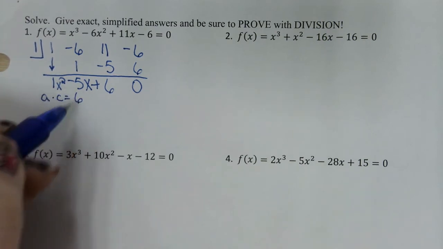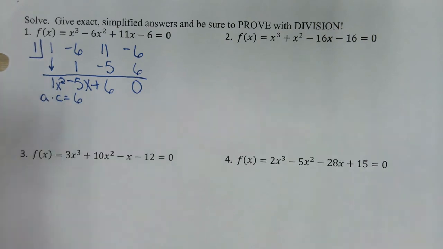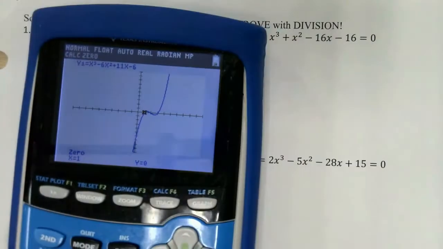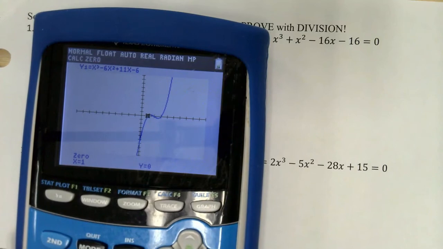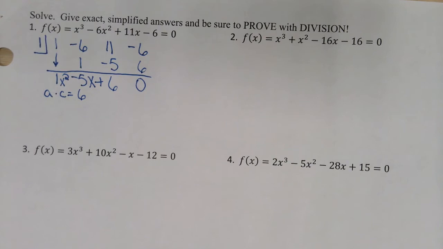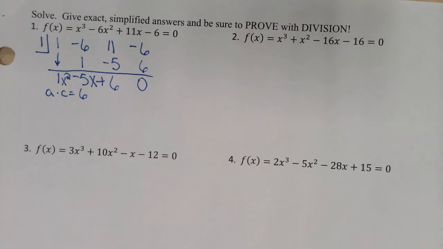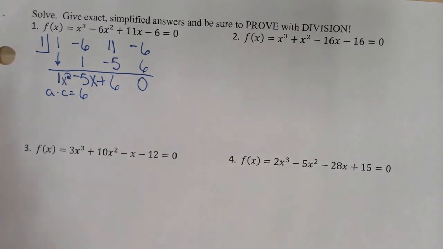equals 6. I also know that I can use factoring because remember when I looked at the graph, they all looked like integer solutions. They all looked like they'd be nice, pretty answers. That tells me that I can use factoring. If they looked like nasty decimals, then I wouldn't want to go with factoring. I'd want to just skip straight to quadratic formula.